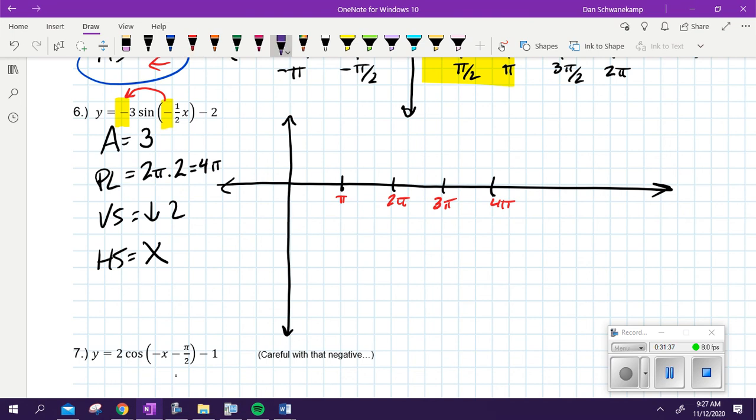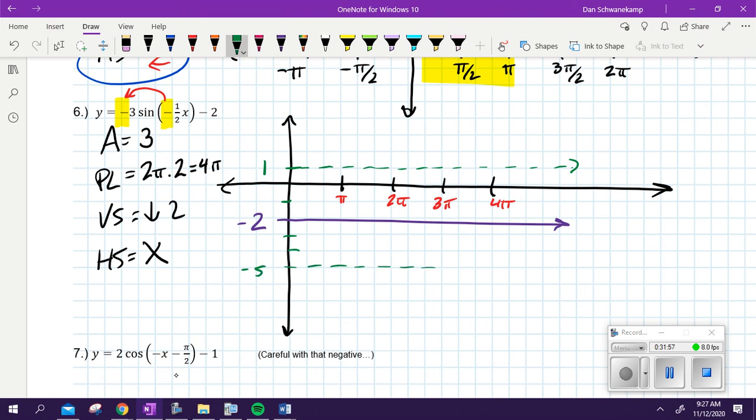Then I'm doing midline. My midline is down 2. That's my midline, negative 2. My amplitude, where's the top line going to be? It's at 1, because I'm going up 3 from the middle. I'm going down 3 from the middle, so I'm down here at negative 5. Make sure you are labeling those. It is a sine curve. So if I do a sine curve, where am I going to start? Middle, and then top. Go all the way to the top. Don't stop at the x-axis. And then middle, and then bottom, and then back to the middle again. There's my sine curve.